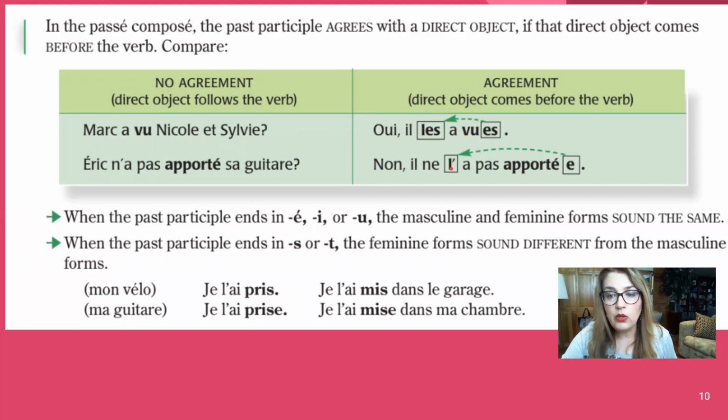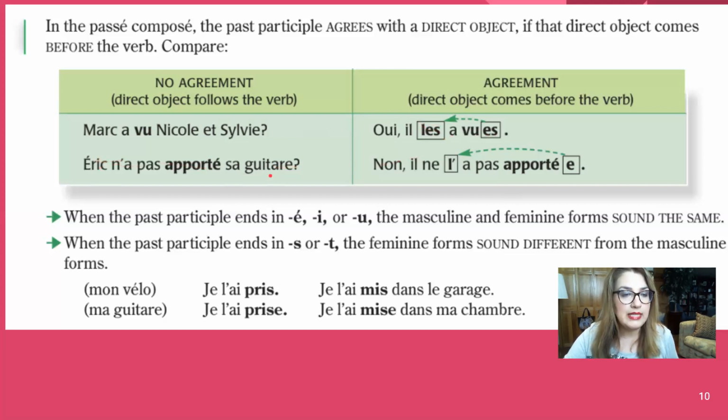And here, non, il ne l'a pas apporté. Apporté refers to guitar, feminine singular, so we add an E. But here, why is there no agreement? Because the direct object follows the verb. Marc a vu Nicole et Sylvie. And why is the direct object following the verb? Because it's the actual original object, which is not a pronoun, right? It's a noun. It's not a pronoun, le, la, les. It's Nicole and Sylvie. Marc a vu Nicole et Sylvie. So, since there is no direct object in front of the verb, we do not do the agreement here. But on this side with the agreement, yes, we do the agreement because the direct object is before the verb.